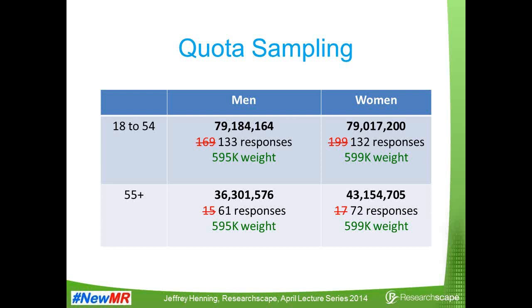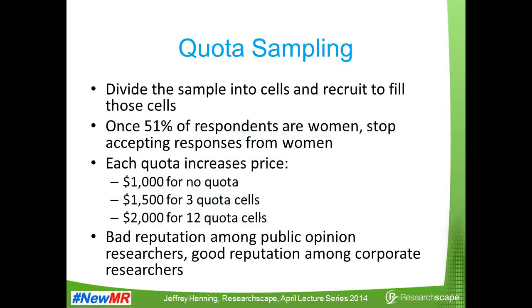Not only is the weight lower, but the results are more likely to be accurate because you're now extrapolating from a larger group, hopefully a more heterogeneous group than you had before. So quota sampling: you divide your sample into cells and recruit to fill those cells. For instance, once 1% of respondents are women, then you don't accept responses from women anymore.